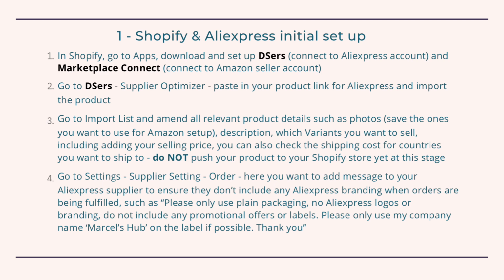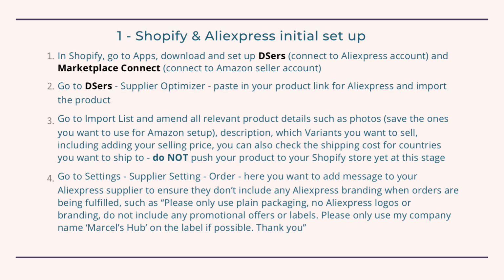Next, you go to DSers, that's within your applications, Supplier Optimizer, and paste in your product link from AliExpress and import the product. Next, go to Import List and amend all relevant product details such as photos, save the ones you want to use from Amazon setup, add your description, add which variants you want to sell, including your selling price. You can also check the shipping costs for the countries you want to ship to, but do not push your product to your Shopify store yet at this stage.